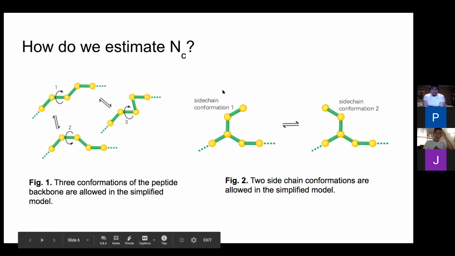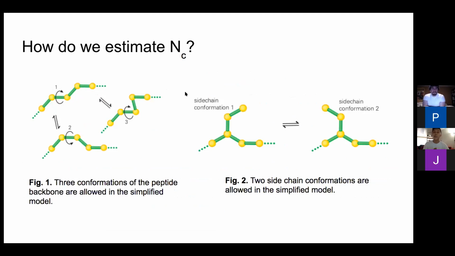So here, these are just diagrams from your textbook. Here we have to make additional assumptions. We can intuitively think about the number of configurations in terms of the degrees of freedom of the polypeptide backbone, as well as the degrees of freedom in the residue. Just based purely experimentally, people did some calculations, and we can assume that there are 3 allowed configurations of a polypeptide backbone.